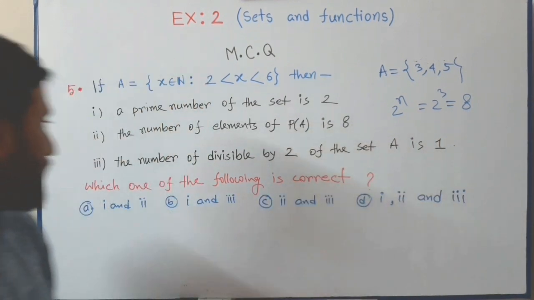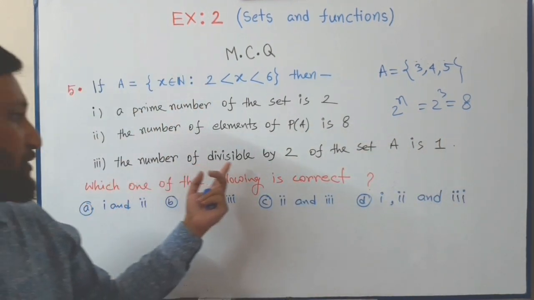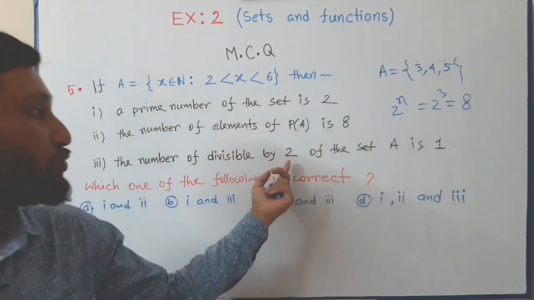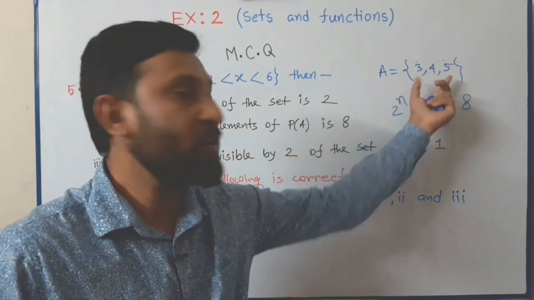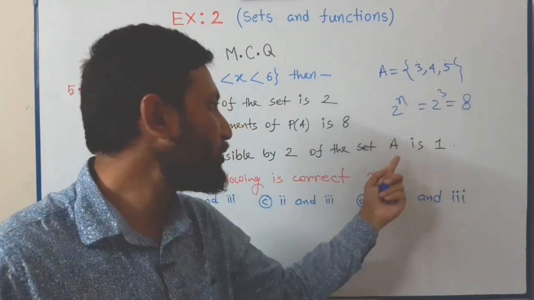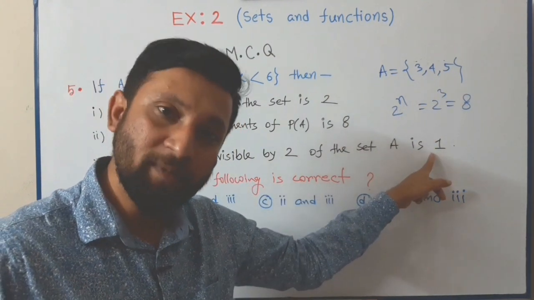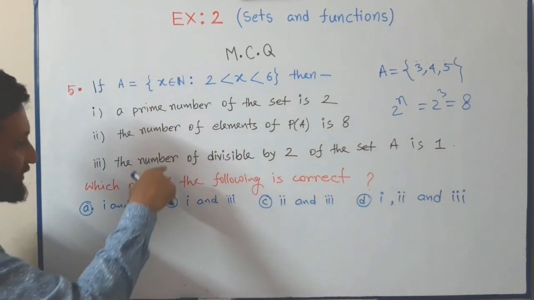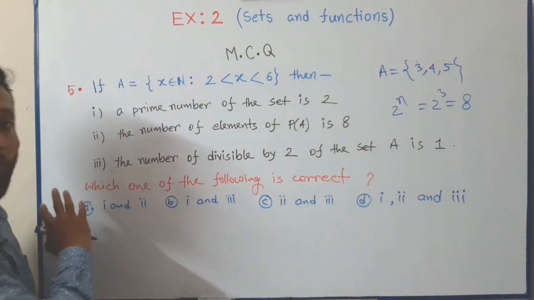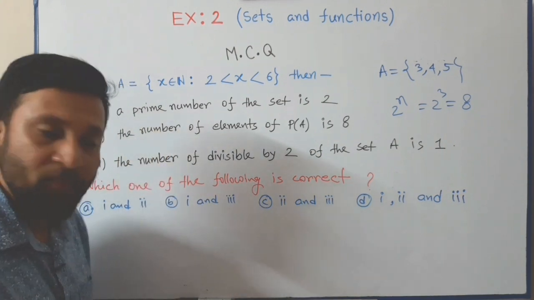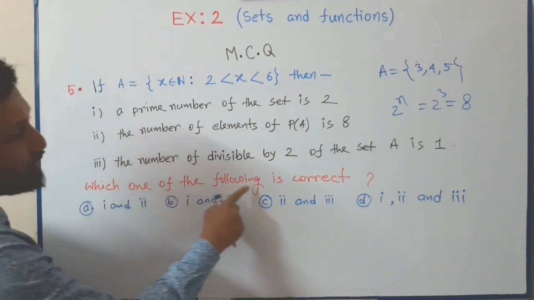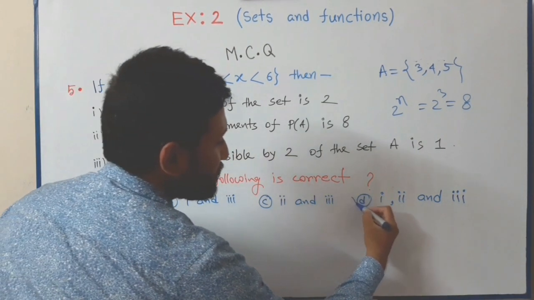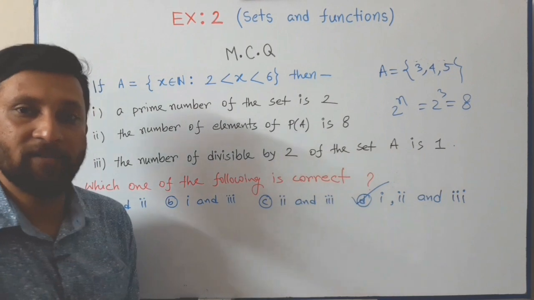True. And then next one, the number of elements divisible by 2 in the set A is 1. In the set A, here only 4 is divisible by 2, that means only 1 element is divisible by 2. So it is clearly seen that 1, 2 and 3 all are right. Okay, so which one of the following is correct? We can say the last one, that means 1, 2 and 3 all are correct.